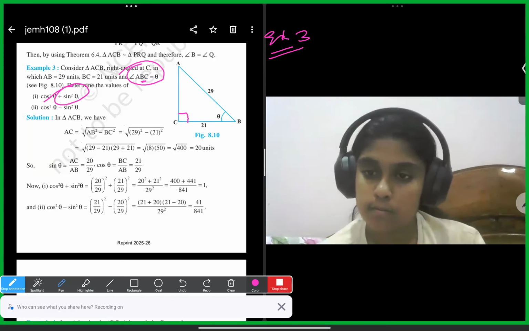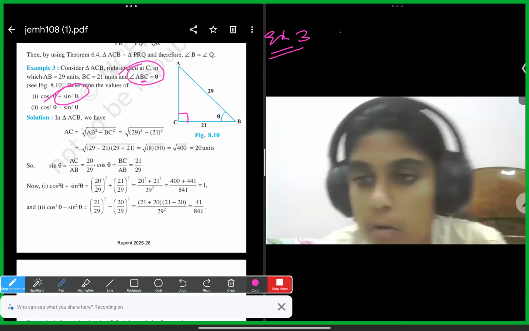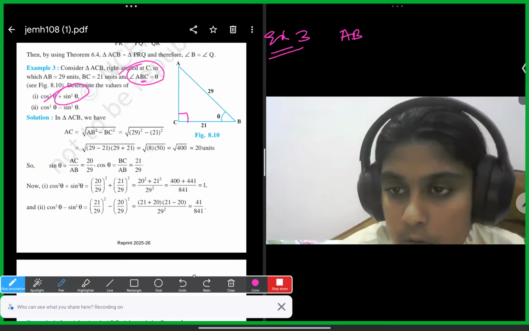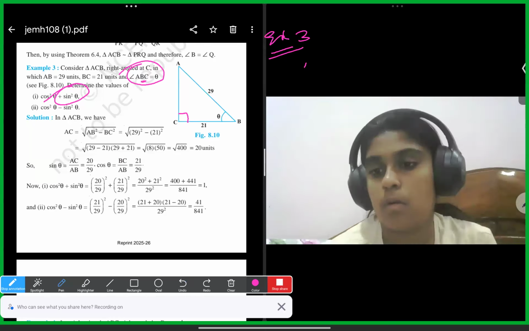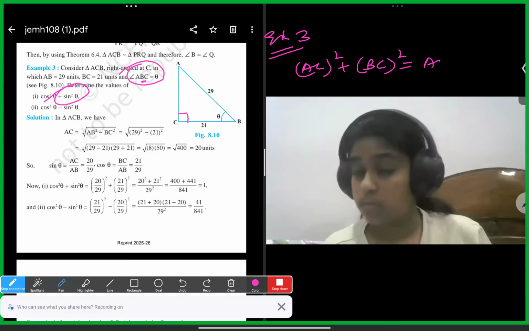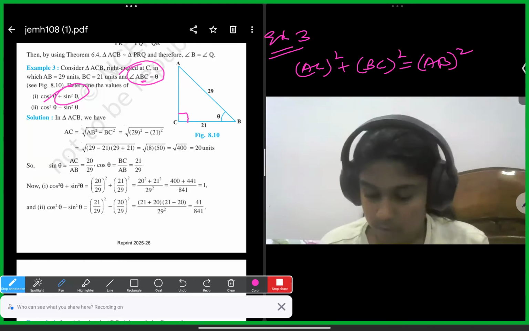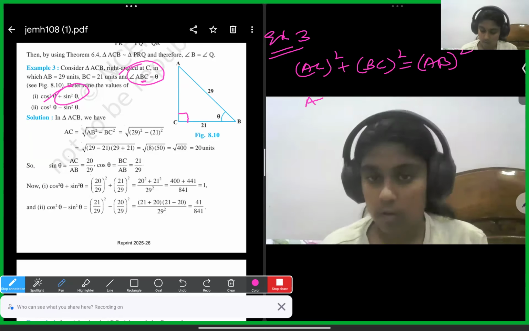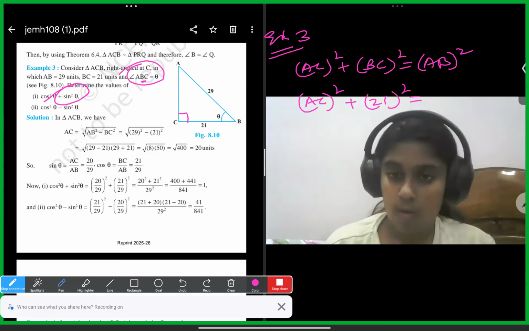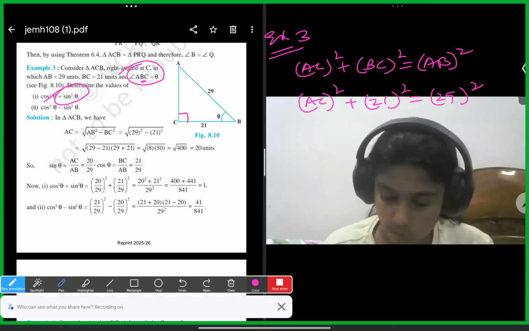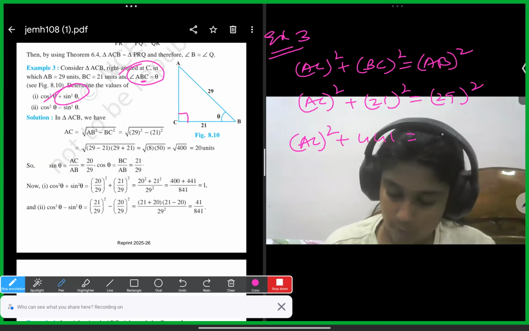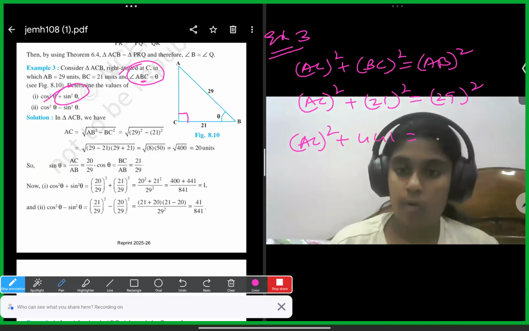we can see that AC square plus BC square is equal to AB square, Hasni. So I'm finding AC first. AC square plus BC, which is 21 square, is equal to 29 square. So AC square plus 441, 21 square, is equal to 29 square, which is how much, Hasni? 961.